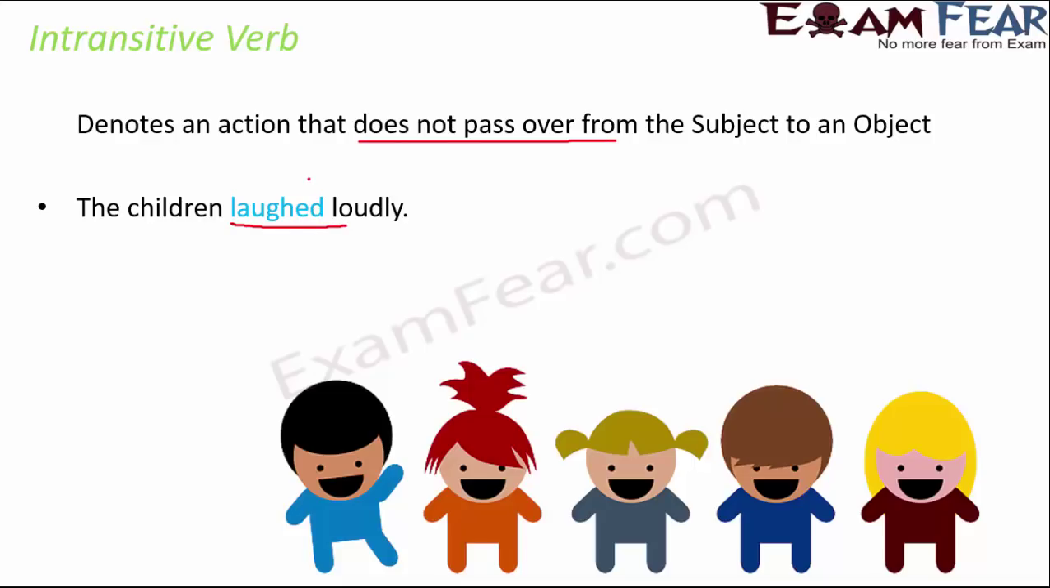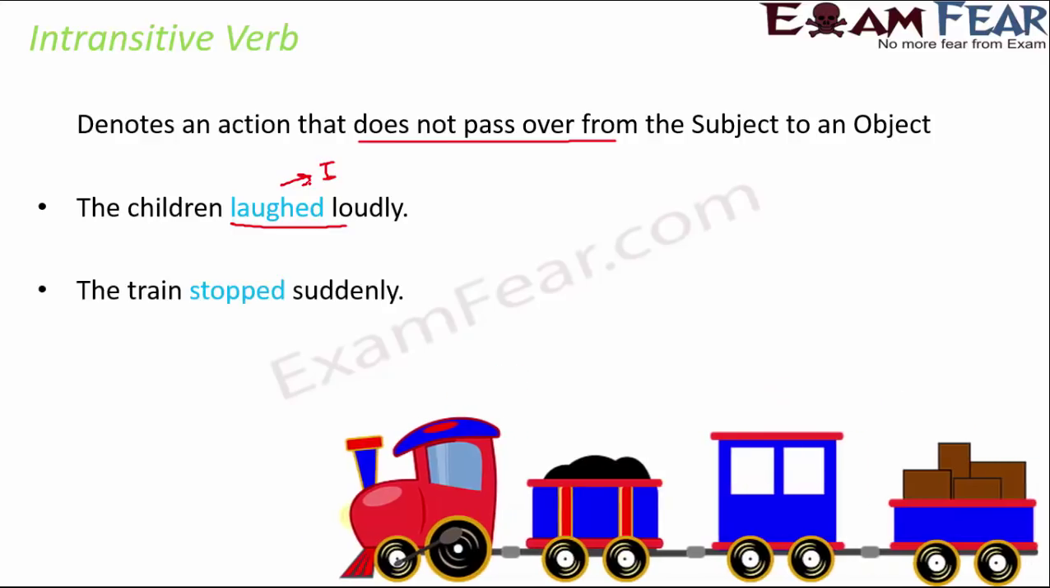But do we have an object here? So let us ask the questions. Laughed what? Do you get an answer? No. Laughed whom? Do you get an answer now? No. So that means loudly is not the object here. Loudly just tells how did the children laugh. Right? So in this case, we do not have an object, and therefore this is an example of an intransitive verb. Let's look at the next example.